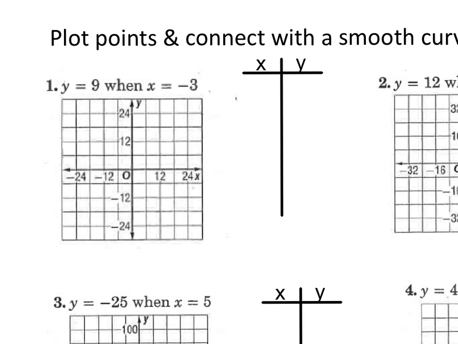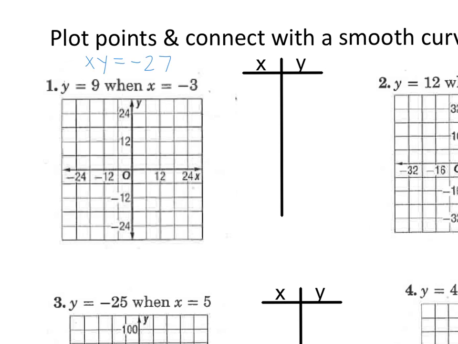So here on number 1, I see y equals 9 when x equals negative 3. So my equation that I'm going to write, my inverse variation equation, is x times y equals, now what does 9 times negative 3 equal? Negative 27. So that's my constant of variation.